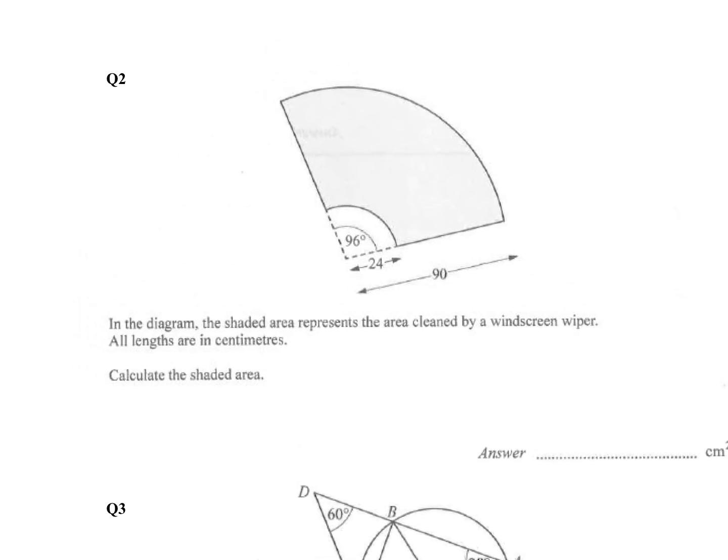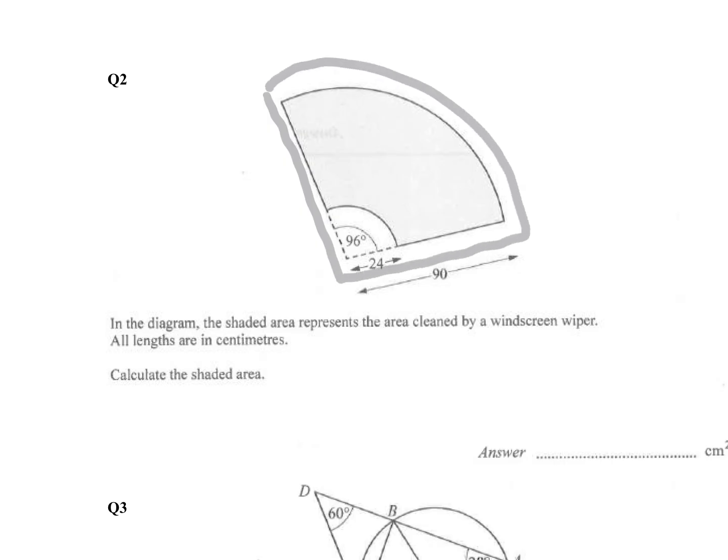Okay, this one. So you look at the picture, it says the shaded area represents the area cleaned by a windscreen wiper. Find the area of the shaded region. So what do you think you can do? What is this big piece called? A quarter circle? Is it a quarter? It's a sector, but it's not a quarter because it's 96 degrees, more than a quarter. So this big piece I can find. I can find the area of the big sector first.